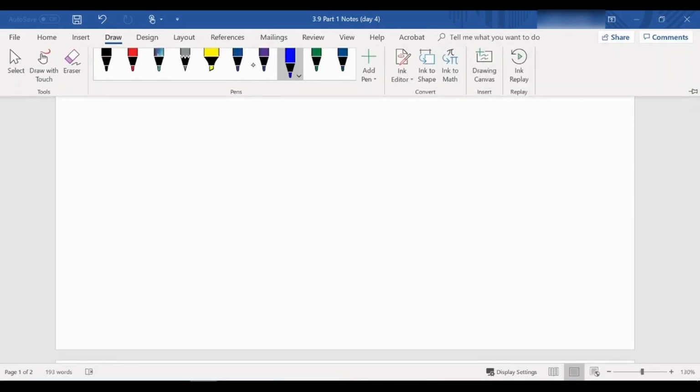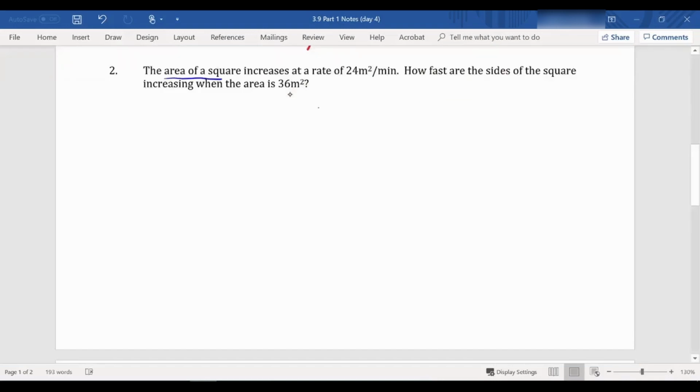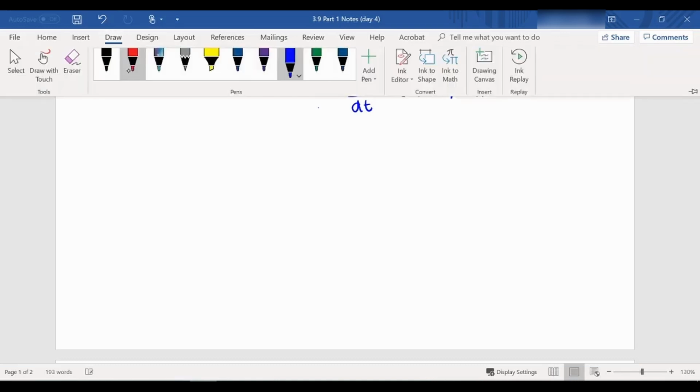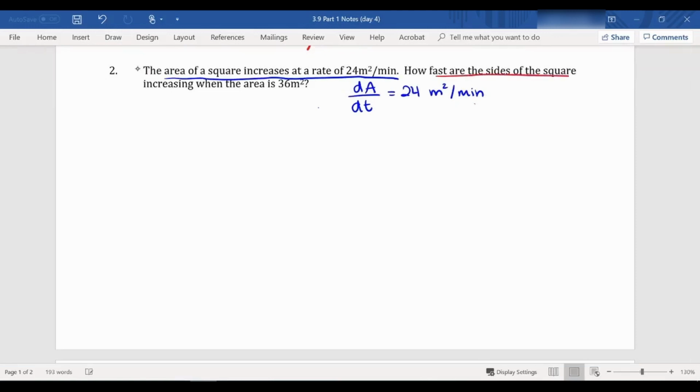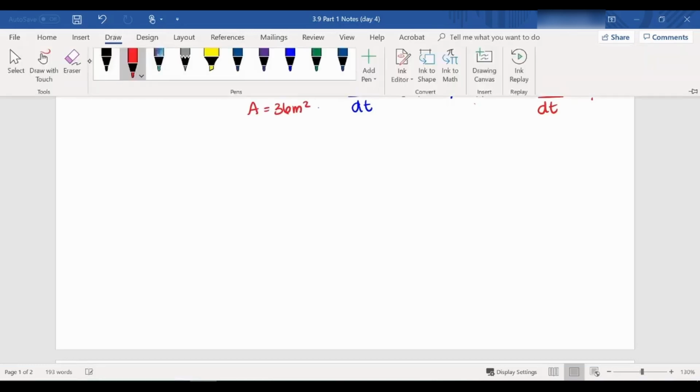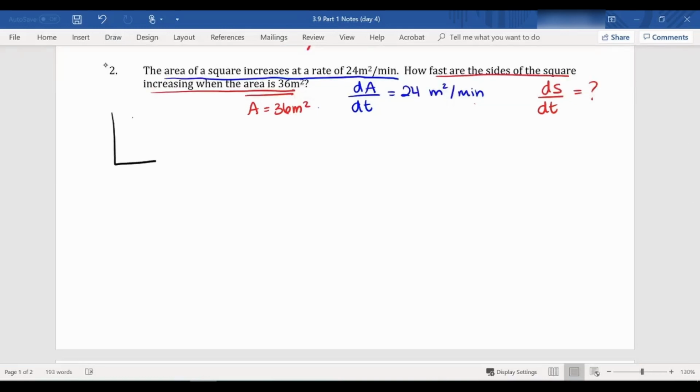So the next one, we've got the area of a square increases at 24 meters squared per minute. This would be our dA/dt. And the question is asking us, how fast are the sides of the square increasing? So it wants to know what is, let's call this ds for sides of a square, ds/dt. And it says when the area is 36 meters squared. So again, I find it helpful to draw a picture. You might not need one for this.